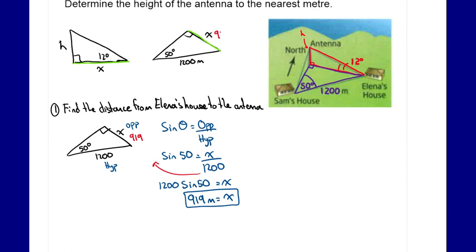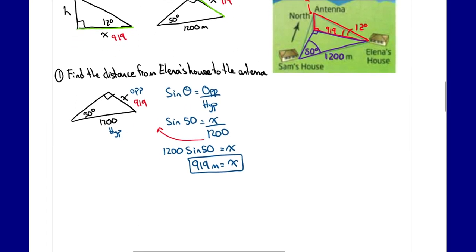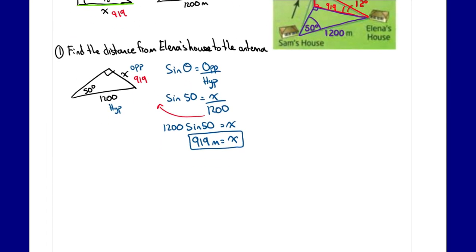So I'm going to go back and add that, 919, to all of my diagrams. Now that I know that piece of information, it does give me enough in my right angle triangle, that vertical one, to help me find my height. So we used one triangle to calculate another length, which I can then use in a different triangle to help find another length.